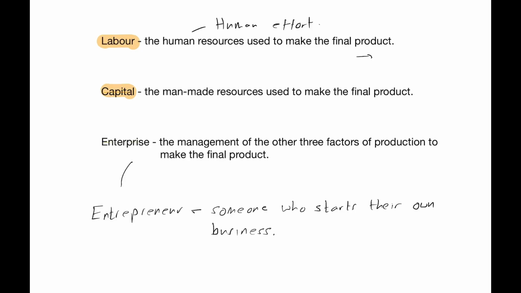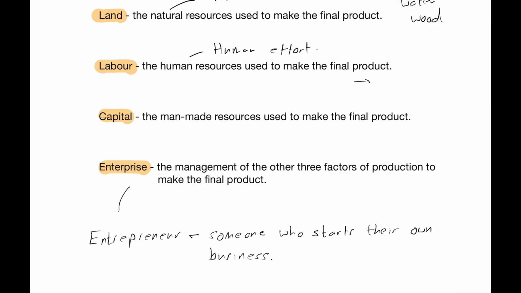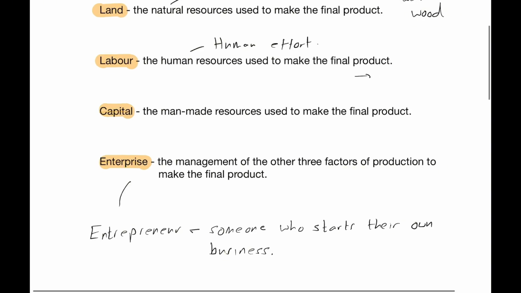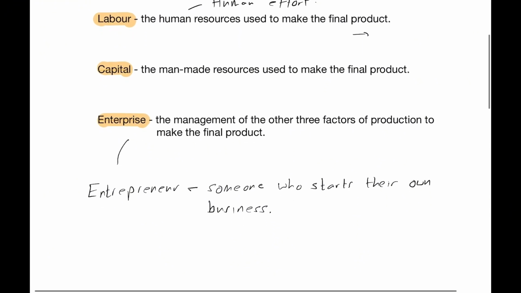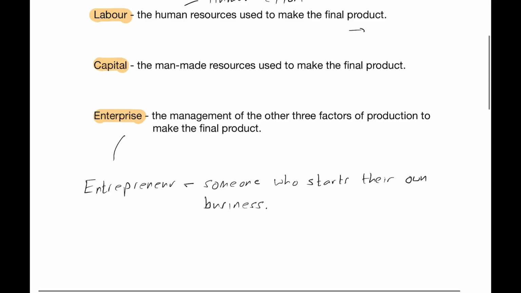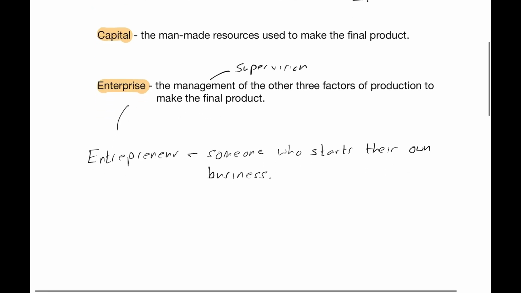Now, the fourth factor of production is enterprise. And enterprise is basically the management of the other 3 factors of production to make the final product. The other 3 factors of production, the natural resources, human resources, and man-made resources, aren't going to get together on their own to produce a product. This is where we need enterprise. This is where we need the management of the other 3 factors of production, or we could alternatively say in the exam, the supervision of the other 3 factors of production in order to make the final product.